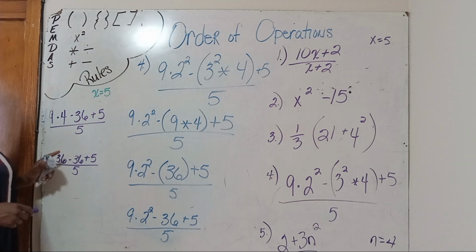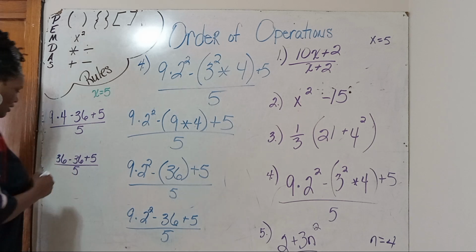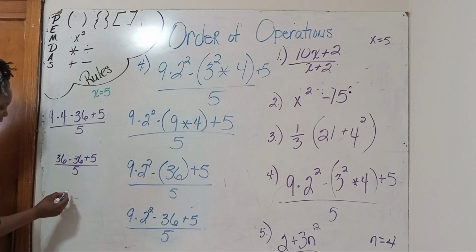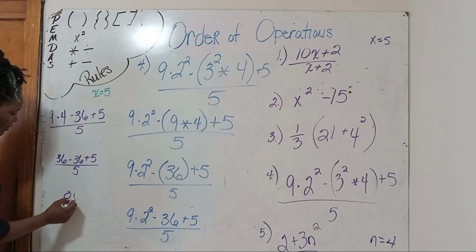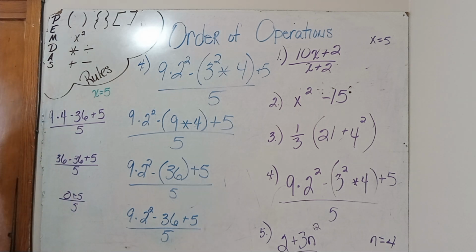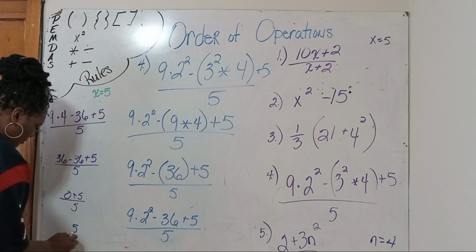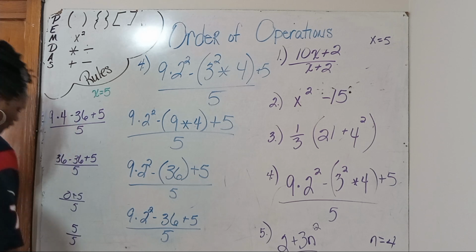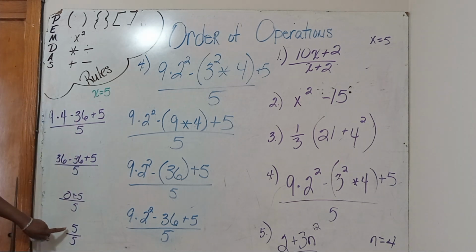So we got 36 minus 36, which is 0, plus 5 over 5. What's 5 plus 0? It's just simply 5. 5 over 5. Anytime you have the same number, bottom and top, it equals 1.